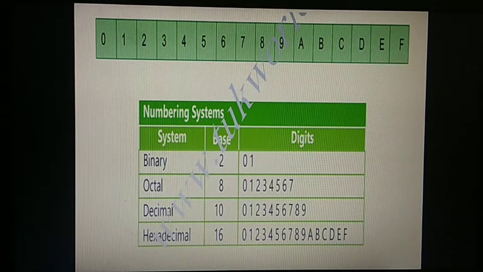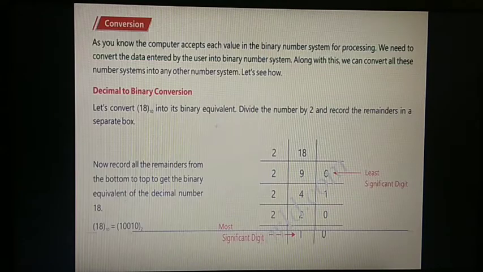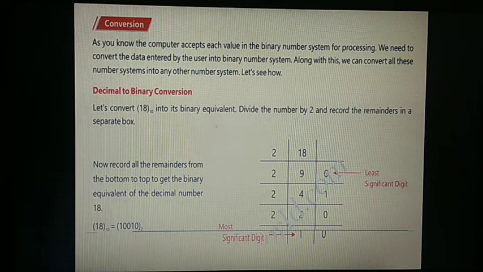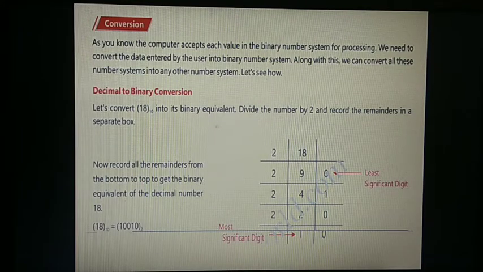Okay, let us continue with our topic, that is conversion. From here you are working with the solutions and calculations of conversion of decimal to binary, decimal to octal, and decimal to hexadecimal. You are converting the values now. The conversion starts, the calculation part starts.